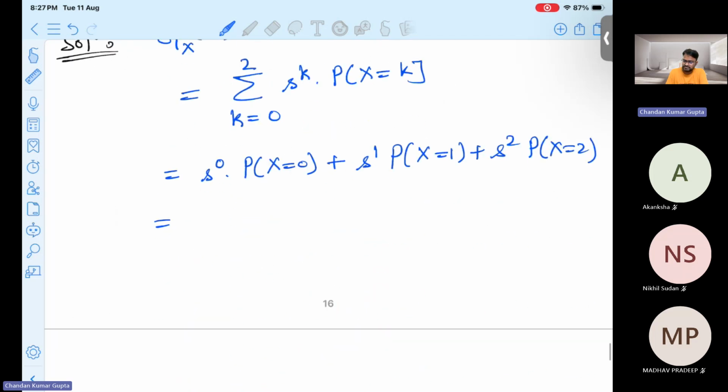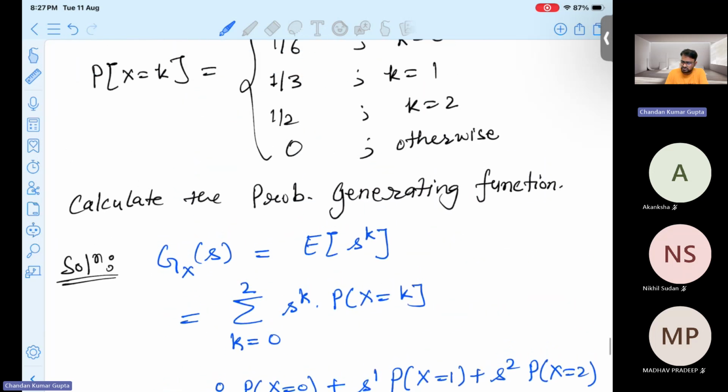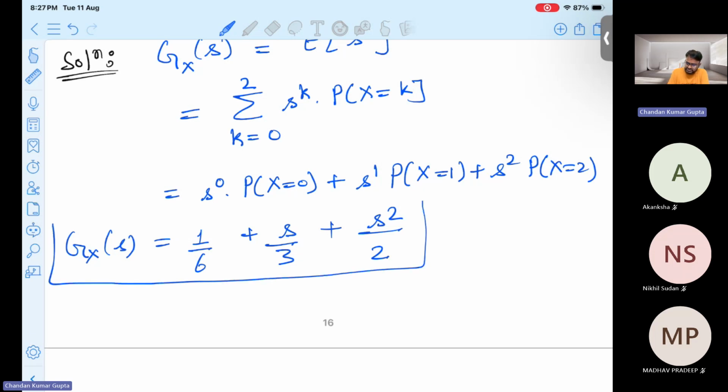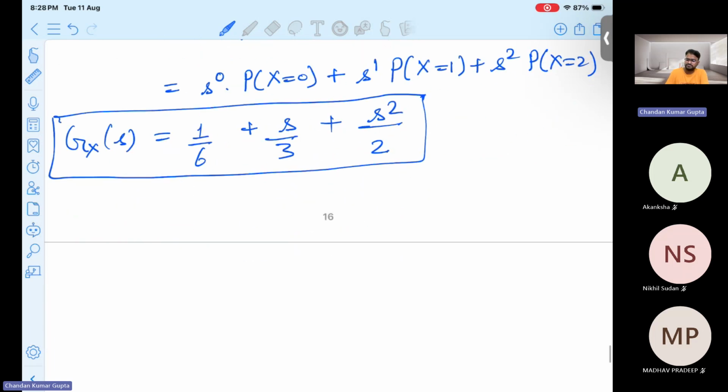So s to the power 0 comes out to be 1, and probability that X is equal to 0 is actually 1 by 6. So it's 1 by 6 here plus s, and probability that X is equal to 1 is 1 by 3, so s by 3, plus s square by 2. Okay, so this is our generating function. This is our generating function. Okay, just as simple. Now we need to check whether this PGF is actually a valid PGF or not.